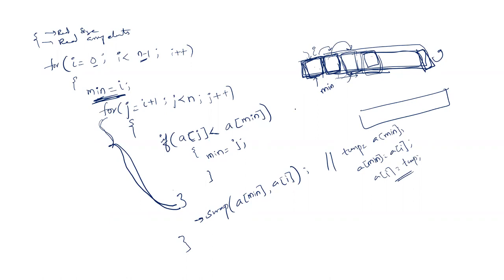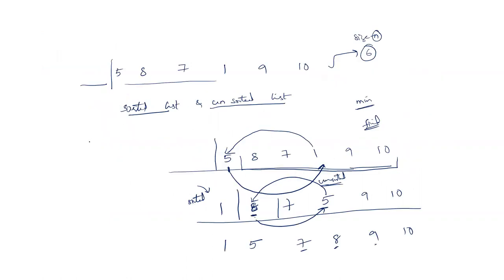Every time we are going to compare this element. For example, let's take the elements 5, 3, 2, 1, 6. I'm taking the first element as the minimum element, so by the logic of min equal to i, where i is 0, this is the minimum element.